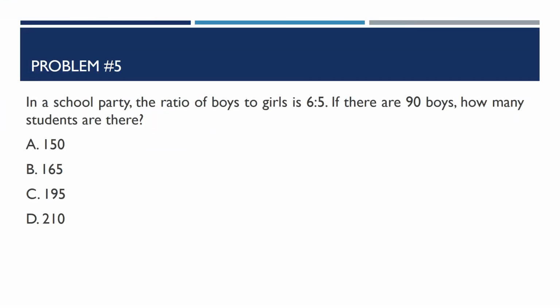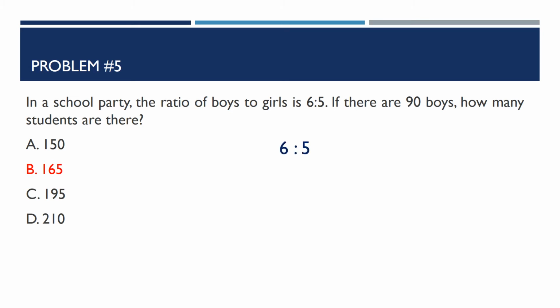So let's have the fifth problem. In a school party, the ratio of boys to girls is 6:5. If there are 90 boys, how many students are there? So let's get the answer. So the answer for this problem is 165, letter B. So how do we get this answer?